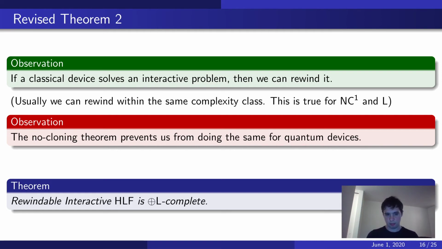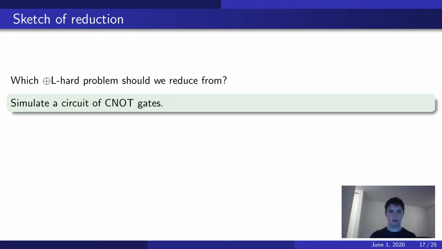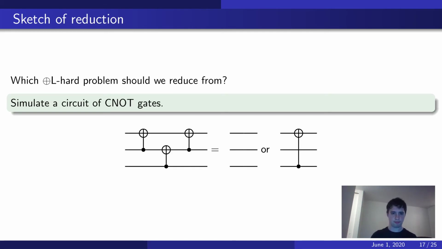And now this theorem is pretty close to being correct. Let's try and prove it, okay? So the first step is we're doing a reduction from some parity L complete problem to rewindable interactive HLF. And that means we need to choose what problem we want to start from. There are many parity L complete problems. So the one we'll choose is to simulate a circuit of C0 gates. So you have some circuit of C0 gates, and you're promised that when you multiply it all out, it's either equal to the identity or C0, just one C0. Okay? I think that's actually false for this example, but whatever.